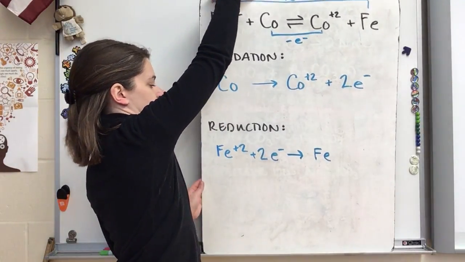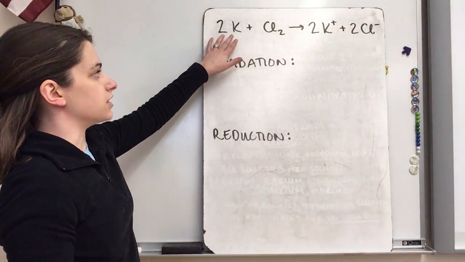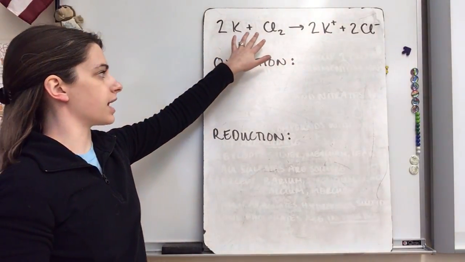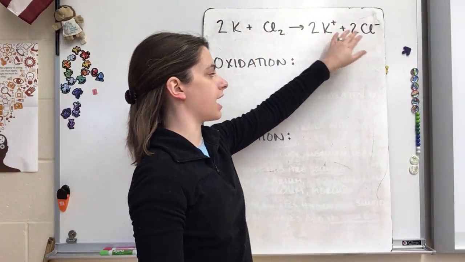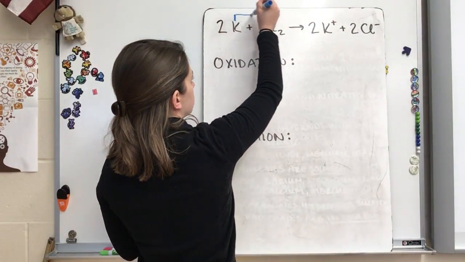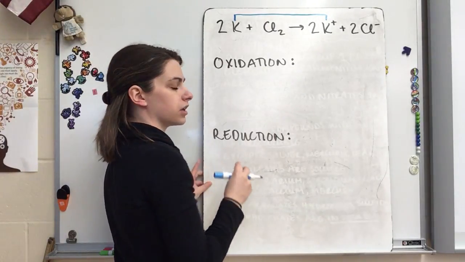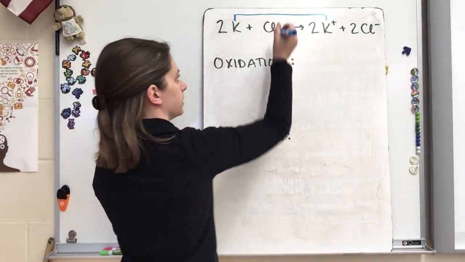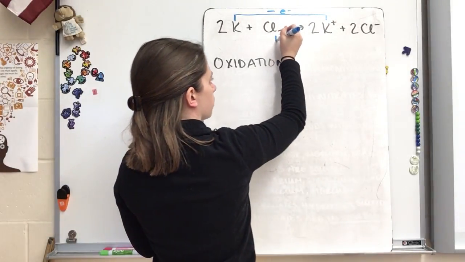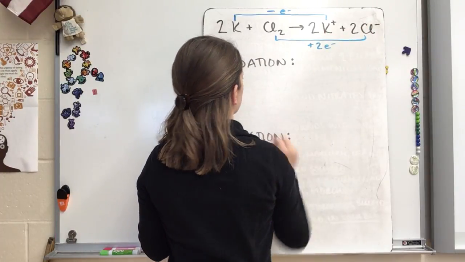Let's look at our second example. Our second example has 2 elemental things going to 2 ions. So we have potassium reacting with chlorine to produce potassium ion and chloride ion. So if I'm looking at my potassiums, going from neutral potassium to a positively charged potassium, in order to go from neutral to positive, I know that I'm going to be losing electrons. And in order to go from neutral to negatively charged, I know I'm going to be adding electrons.